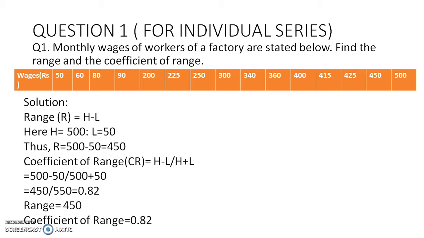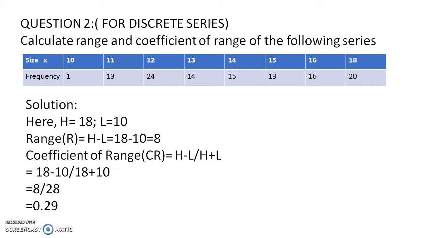Now we'll do the sums one by one in different series. First we'll take up the individual series. In this example only the value of x is given, because it's an individual series, with no frequency and no class interval. So what will we see? We'll see the highest wage is 500 and the lowest is 50, so we can easily find the range. 500 minus 50 is 450, and the coefficient of range is 500 minus 50 upon 500 plus 50. If we calculate, we'll find the answer 0.82.